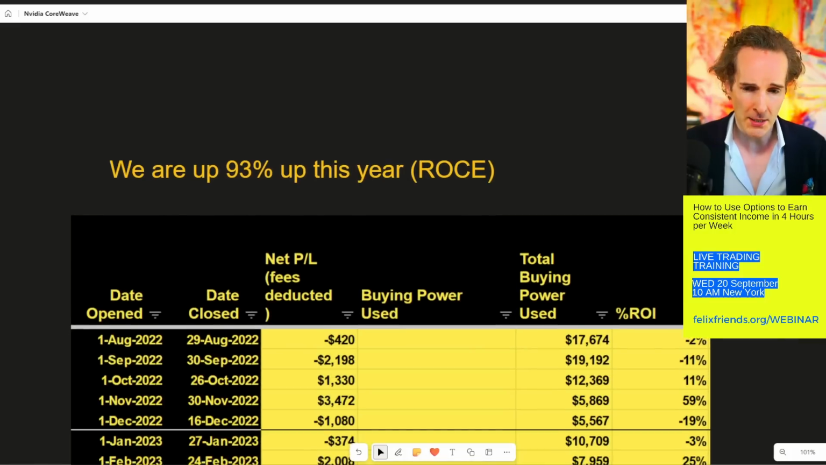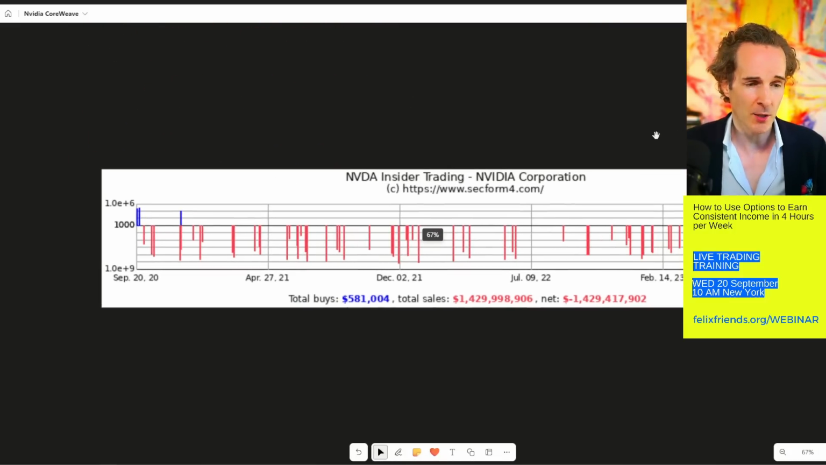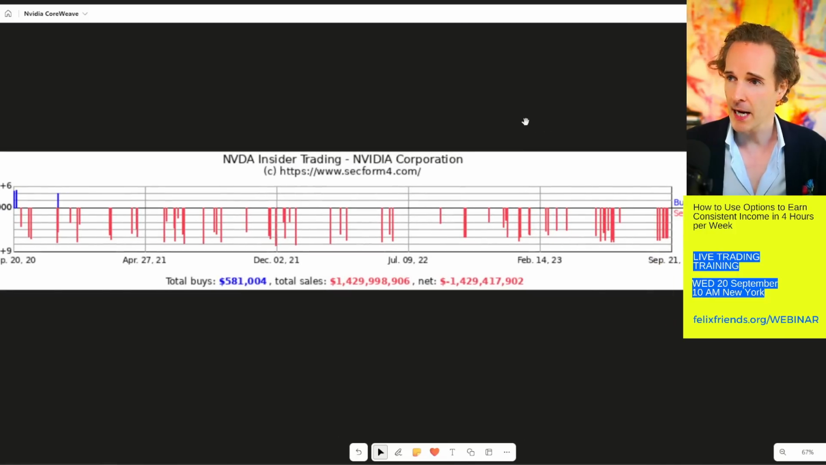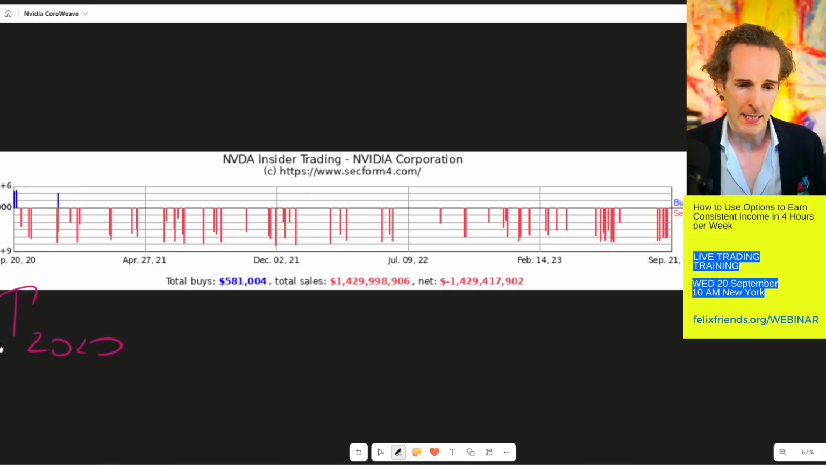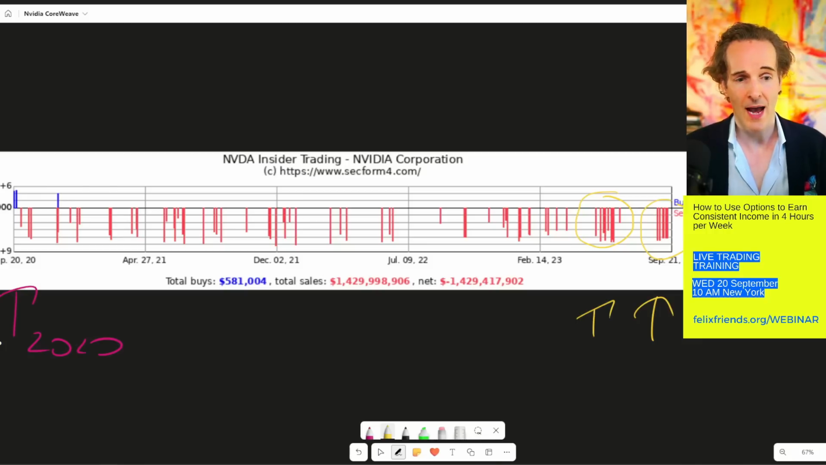Well, let's talk this through. This is just to put this into perspective. The chart of all insider sells for Nvidia starting in 2020. And what you can see is that the cluster over here and over there is getting thicker, right? There are more sales now than there have been in the past. And that makes me a little bit suspicious and it makes me want to dig a little deeper.